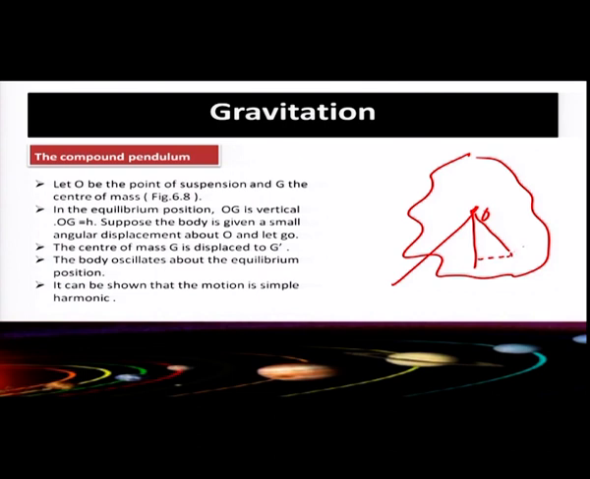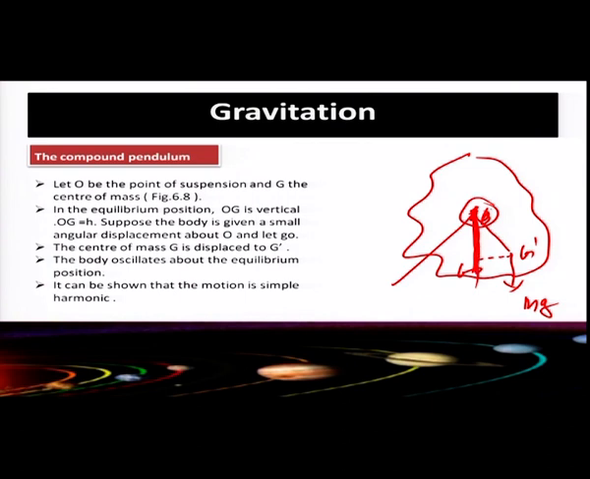So, this is G dash and this is G, and the weight over here is mg, and this is the center point O. From this diagram, let O be the point of suspension and G the center of mass. In the equilibrium position OG is vertical, and you can say OG into OH.